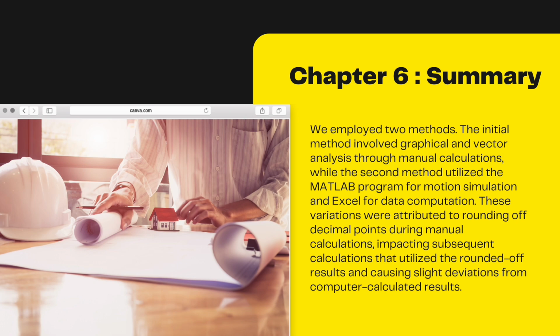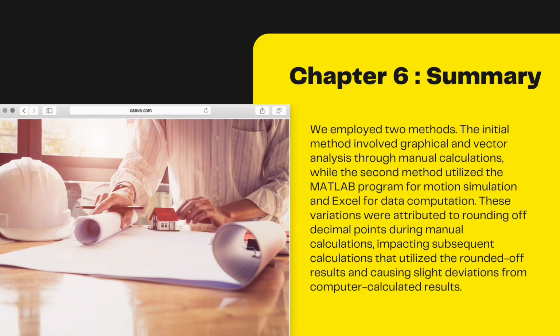Chapter 6 Summary. In our examination of drum tilting and lifting mechanism motion, we employ 2 methods to assess velocities, accelerations, angular velocities, angular accelerations, and reaction forces for each component of the mechanism. The initial method involves graphical and vector analysis through manual calculations, while the second method utilizes MATLAB's program for motion simulation and Excel for data computations.